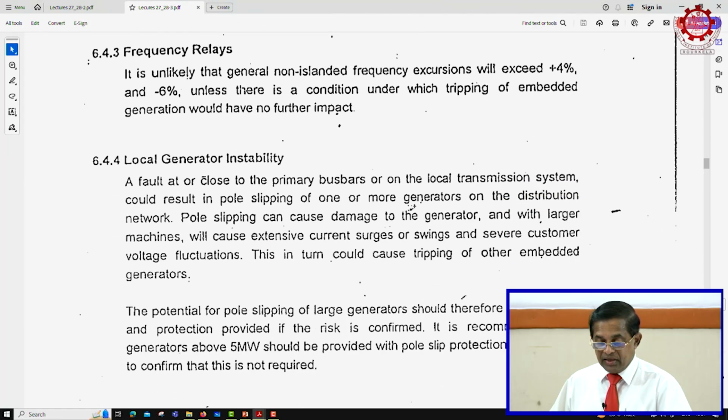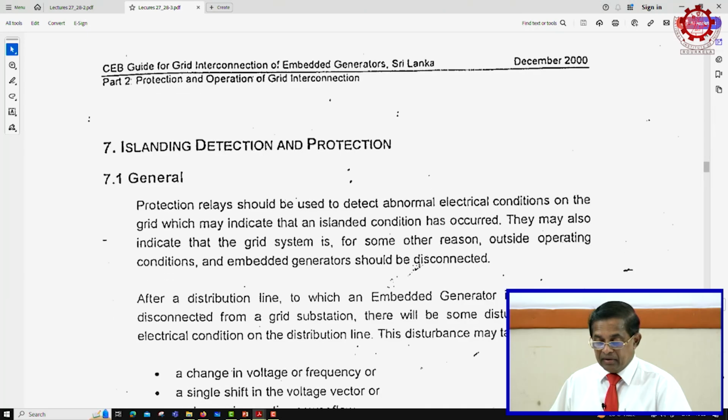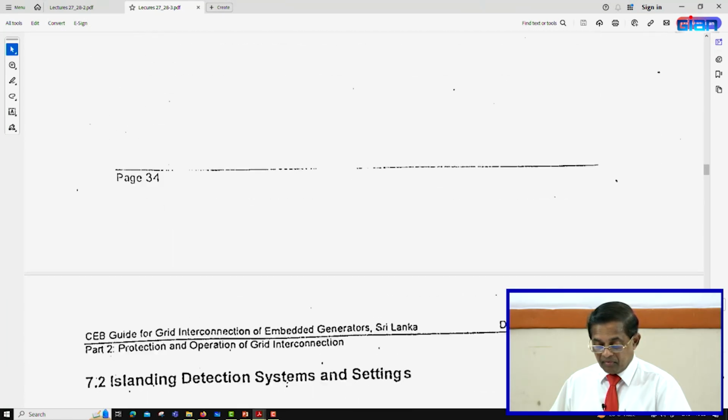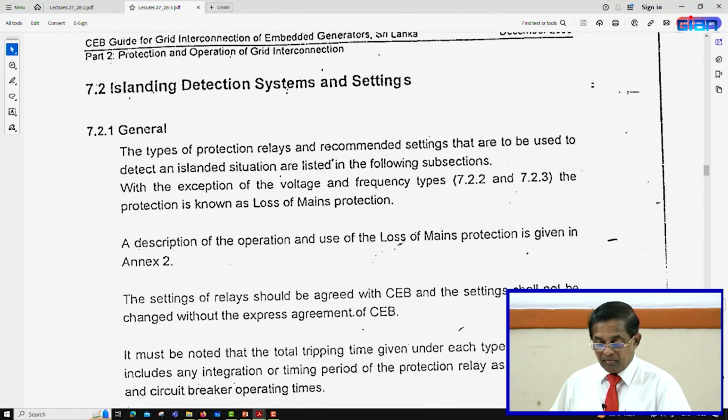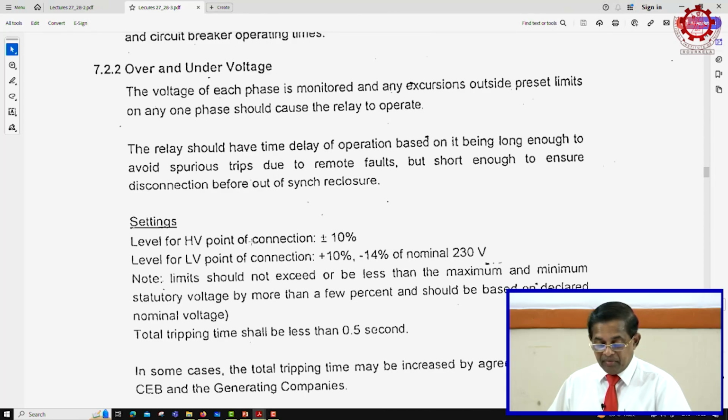Frequency relay, local generator instability, islanding detection and protection. So, all the relay settings etc., they will tell here, level of HV point of connection plus or minus 10%. So, all are there. So, in your relay in the commissioning stage you must set all your relays to these values, right. Otherwise, when the plant is tested, they say your plant does not comply with the grid requirement.